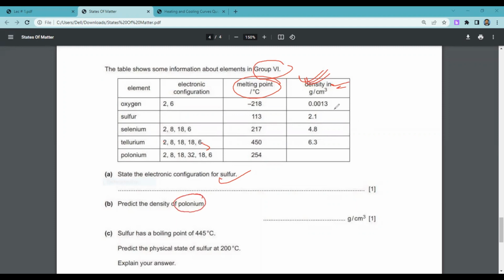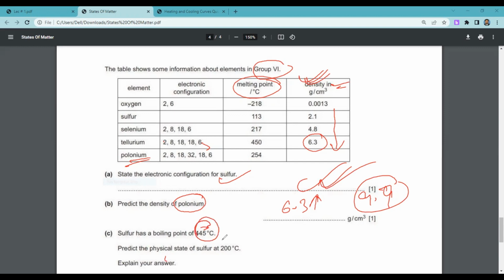You can see that density is increasing down the group. It means that the density of polonium will be higher than 6.3 and lower than 9.4, or something else. We will explain it later. Sulfur has a boiling point of 440 degrees centigrade. Explain the physical state of sulfur at 200 degrees centigrade.